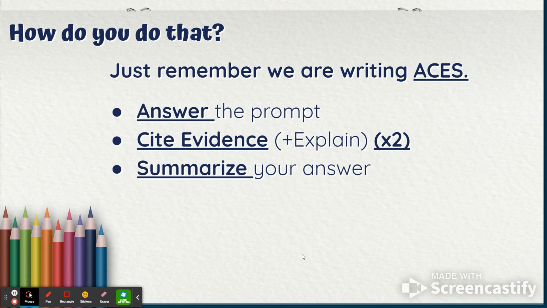So one way that we can remember all the pieces that we need for these extended constructed responses is writing with ACEs. So in ACEs, you start by answering the prompt. Sometimes you'll see this as races, so you restate and answer the prompt. And then you cite evidence, so you're giving your quotes and explaining them. You do that twice. And then you summarize your answer at the bottom.